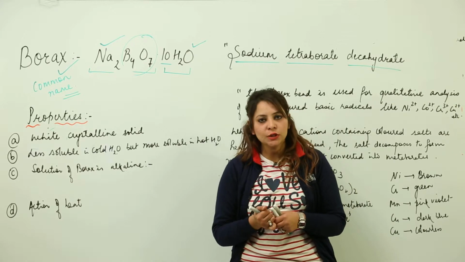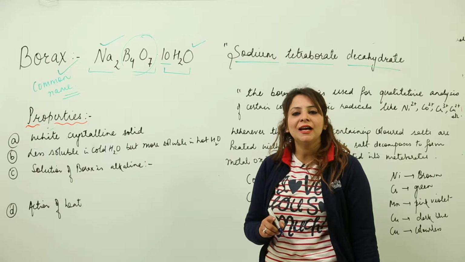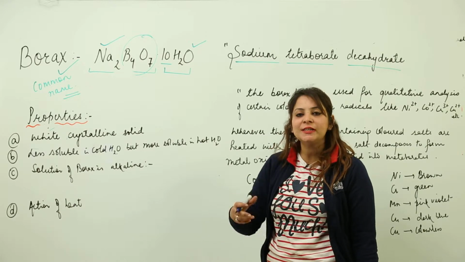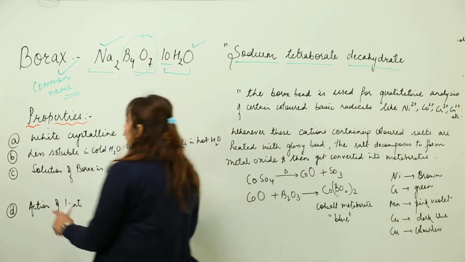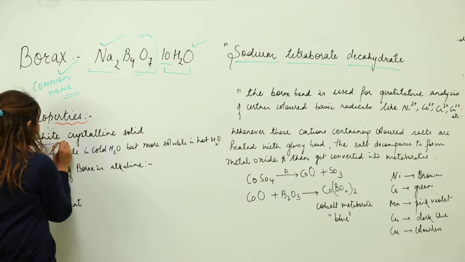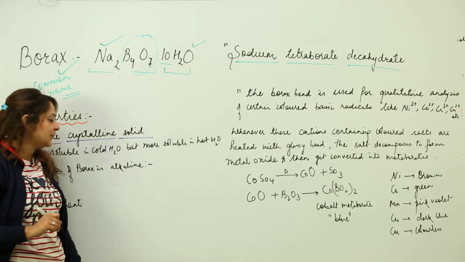Now we are going to start with the properties of borax. The first thing is how it looks when we separate the crystals. It is white in color, that means it is a white, crystalline solid. This is how borax looks.